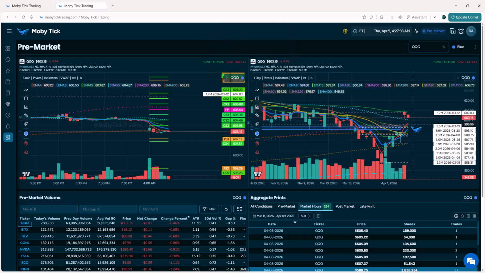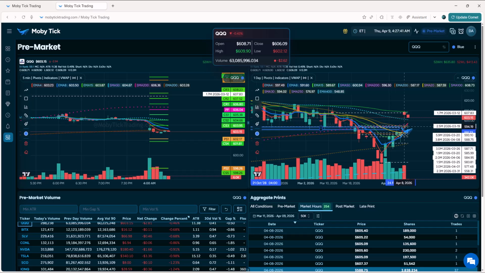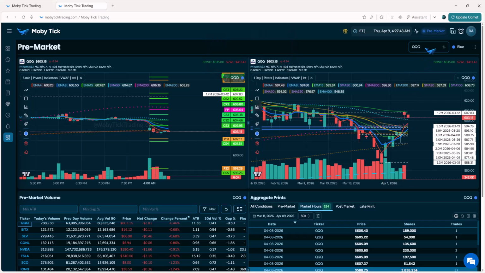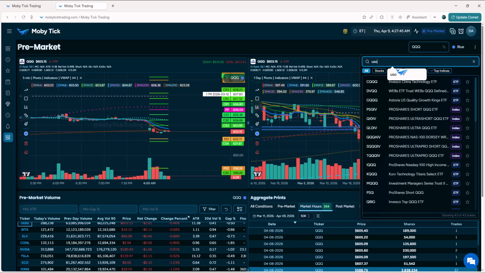So this will get us back here. The 597.50 also is this 4 exponential moving average that's here as well. So just mind that on the higher time frame. So let's go ahead and look at USO.